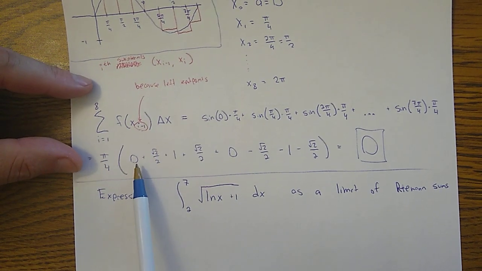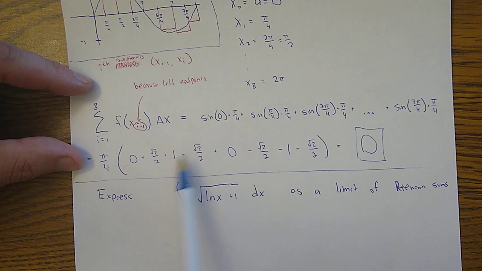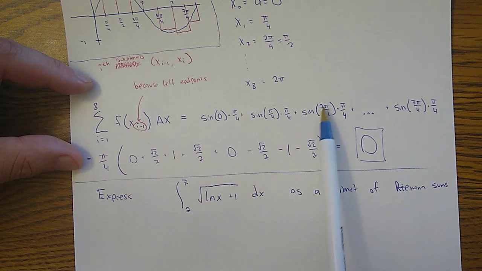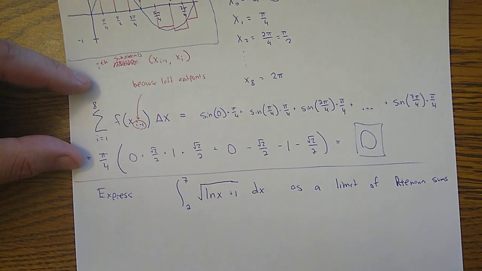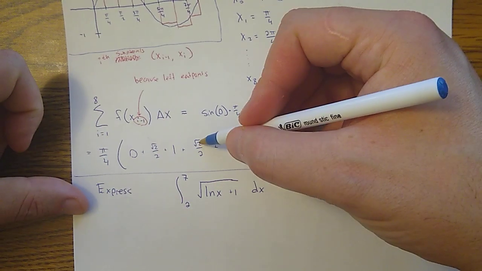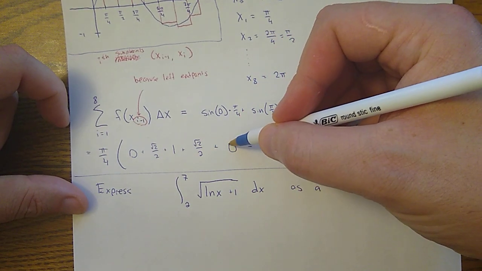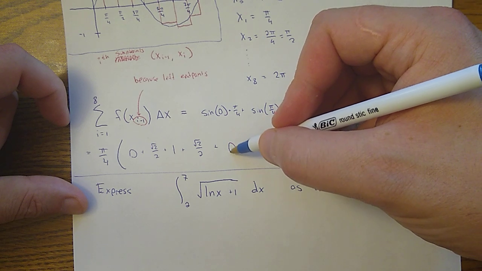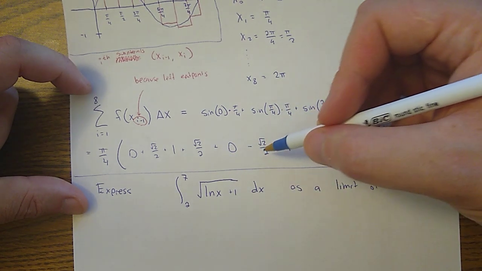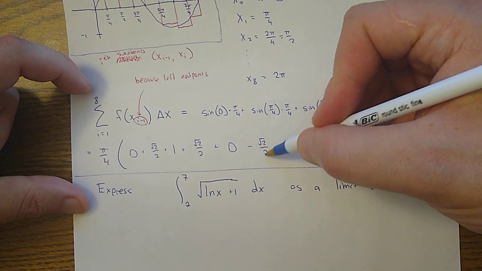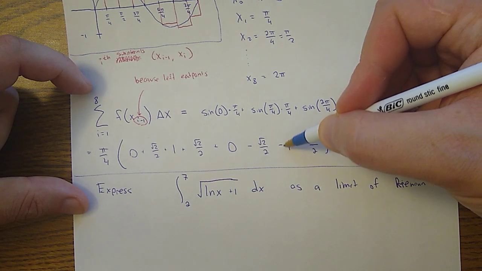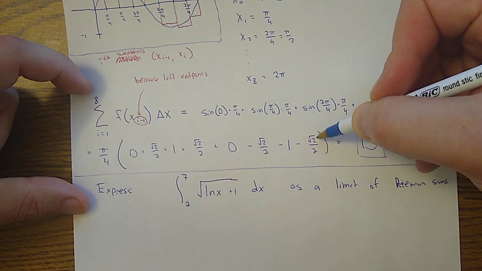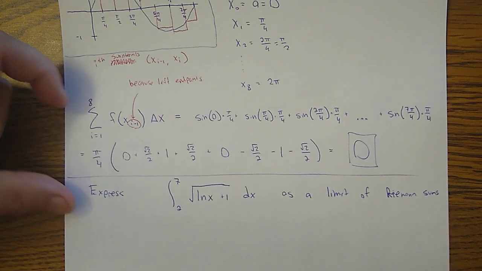Because sine of 0 is 0, sine of pi over 4 is root 2 over 2. Sine of 2 pi over 4 is 1. And then the next one is root 2 over 2 again. So this would be sine of 3 pi over 4. Sine of 4 pi over 4 is the same as sine of pi, which is 0. Sine of 5 pi over 4 is negative root 2 over 2. Sine of 6 pi over 4 is negative 1. And sine of 7 pi over 4 is negative root 2 over 2.